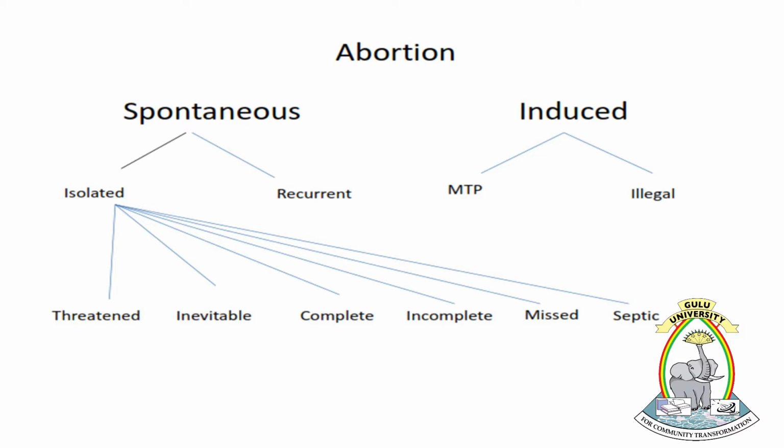Induced abortion, on the other hand, can be because of medical termination of pregnancy. Maybe a mother has a condition where, if we continue with the pregnancy, we're going to end up with a problem. We can discuss that on a case-by-case basis. But there are also others that are called illegal. That means that people do this for reasons that are not prescribed or that the law does not allow, especially in the context of Uganda.